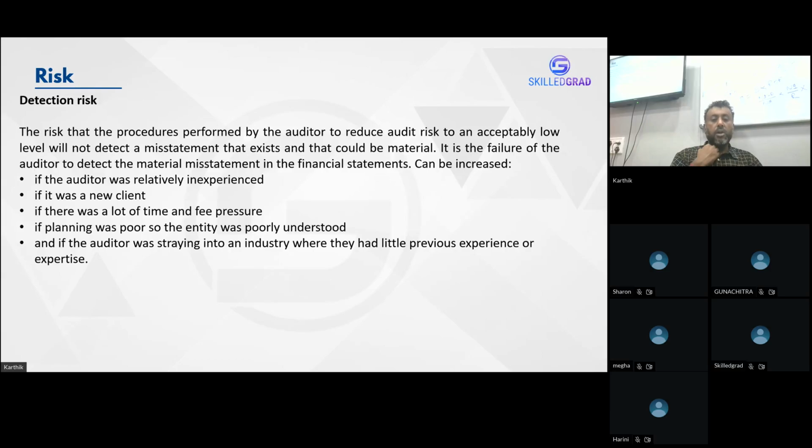Okay. And if the auditor was straying into an industry where the auditor has no exposure. Suppose I am going to do an audit for oil and gas. I don't know anything about the oil and gas industry. I don't even know what to look at, and I just do the audit somehow. That is also a problem. At least I should have some industry knowledge before getting into it. Clear?